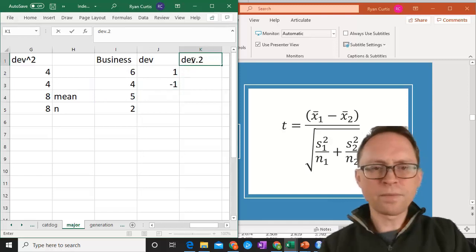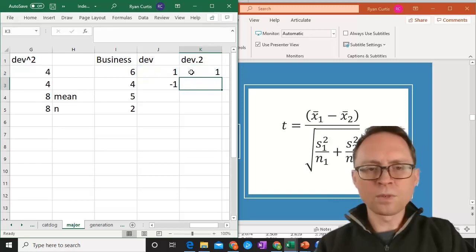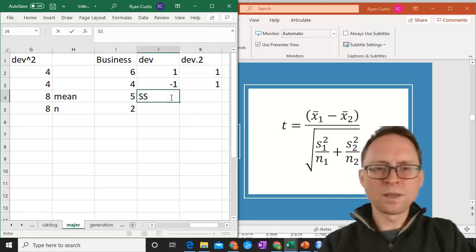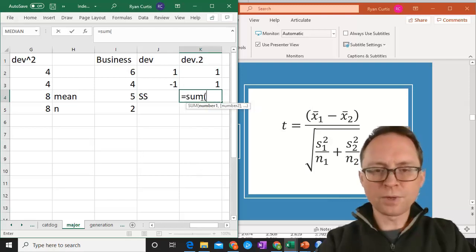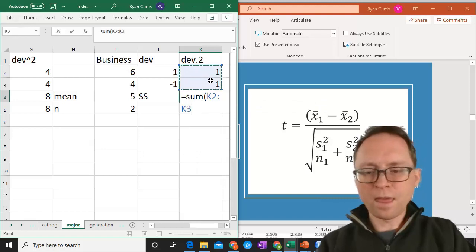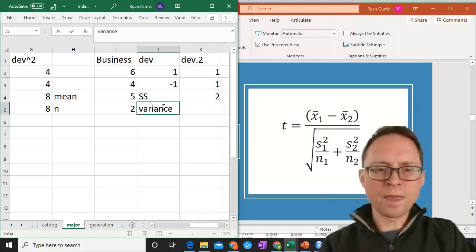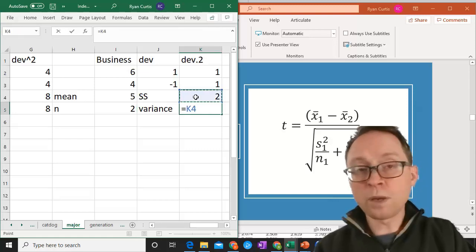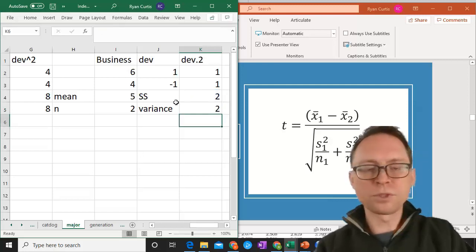Deviation squared, this is going to be pretty easy, equals this squared, which is 1. That's going to equal 1. The sum of squares means 1 plus 1 equals the sum of these. Guess what? It's going to be 2. And then variance is 2 divided by n minus 1. N minus 1 is 1. And so it's going to be 2.